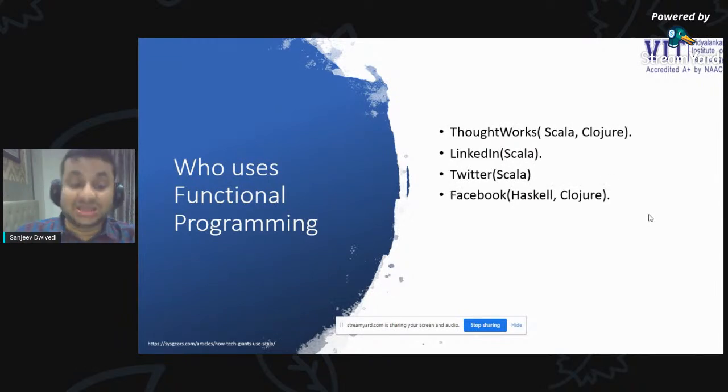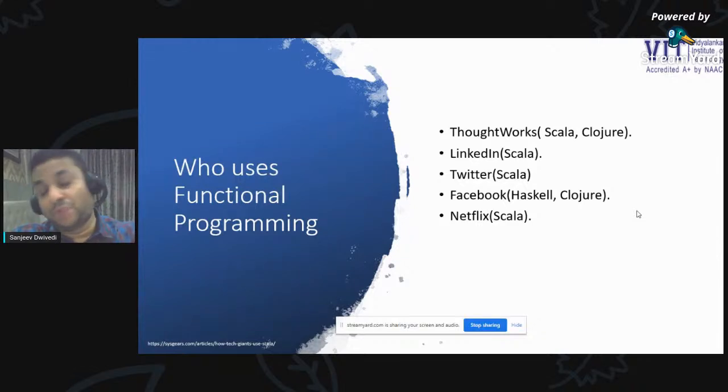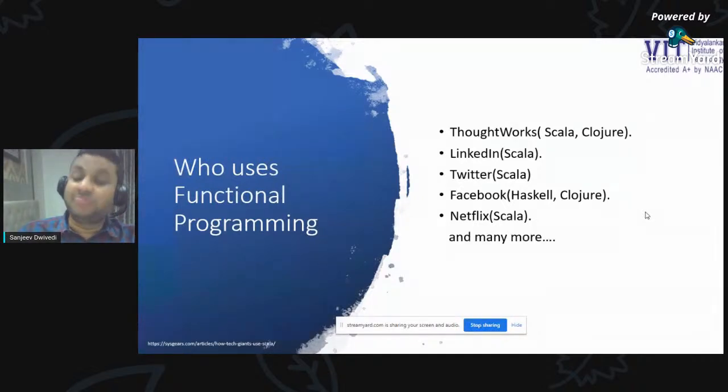Yes, Facebook uses Haskell for fake news detection, and they also use Clojure. Netflix uses Scala. So here we have Netflix using Scala for search algorithm and recommendation. You can always Google a talk called Scala for Netflix. Google Scala for Netflix, and there you will find a significant amount. It is a proper video, which talks about how Scala has been used in various firms, and to improve performance, and many more.